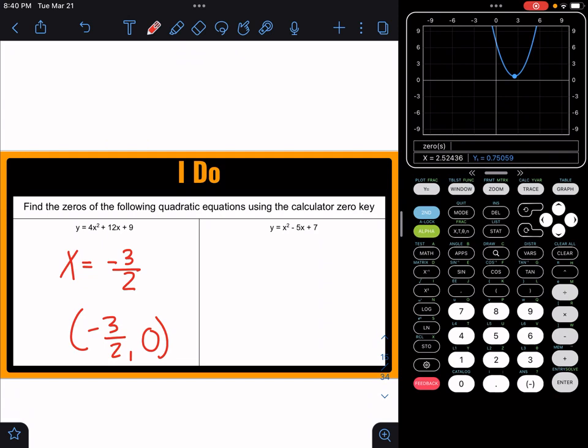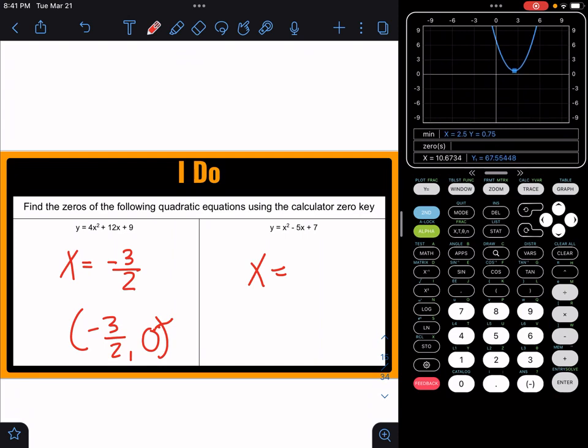We have x squared minus 5x plus 7. Alright, so we would get x equals, we didn't even need to do all of that, because if we see here, our graph never ever crosses the x-axis, which means that we don't have any solutions here. No solutions. It never ever crosses the x-axis, so there are no solutions.